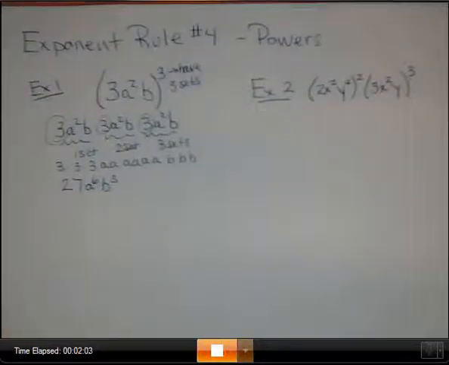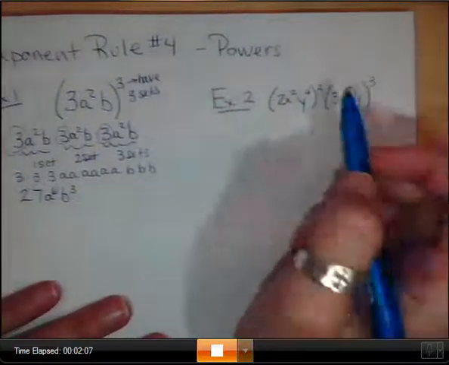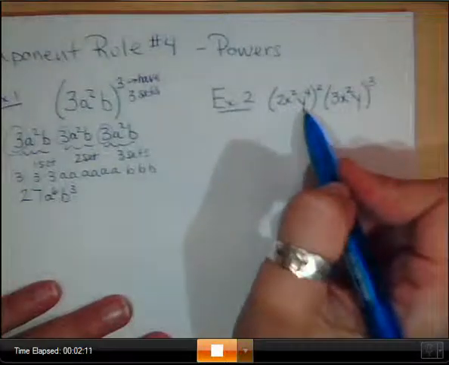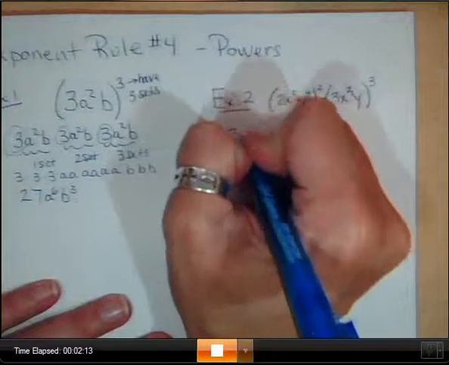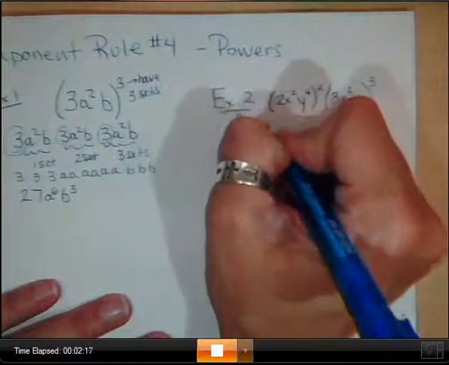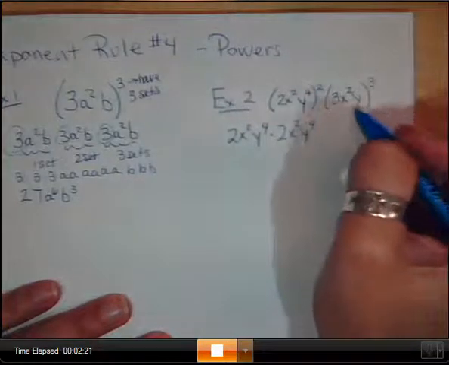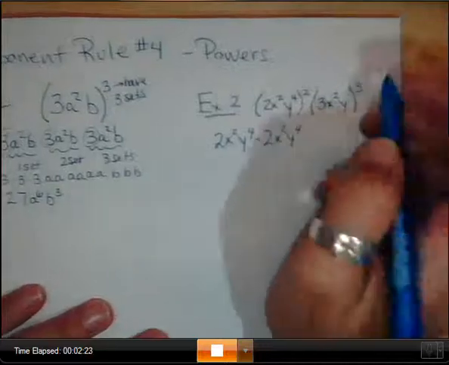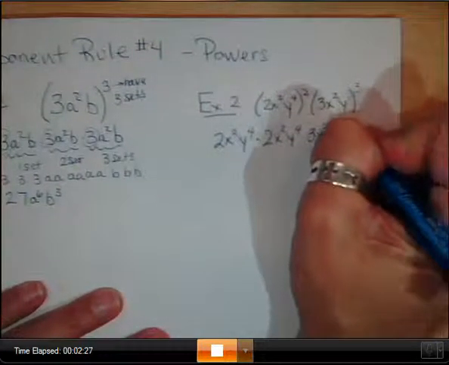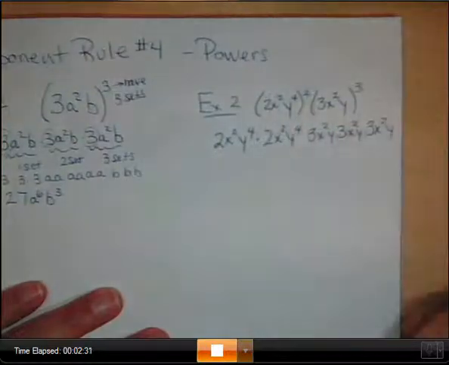Now let's take a look at example two. It's a little bit more involved. We've got two sets of this 2x squared y to the fourth, so 2x squared y to the fourth, and I need two of those. And then I have three sets of this: 3x squared y, 3x squared y, 3x squared y.